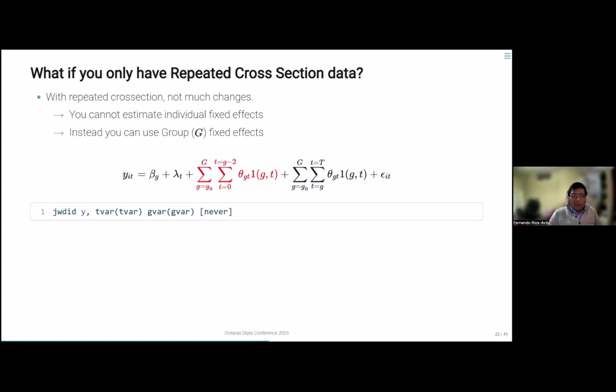The next question is, what if you have repeated cross-section? How can you apply this? How can you modify your model? Because you have repeated cross-section, you cannot estimate individual fixed effects, but instead you can estimate group fixed effects. So instead of estimating individual fixed effects, we estimate group fixed effects. And in the specification of your model, you just have to exclude any reference to I bar. So whenever you exclude the I bar with the command, it means you're deciding to treat the data as repeated cross-section.